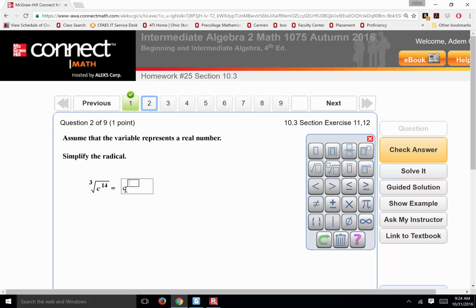Okay, C to the 4th. How do you make a 3rd index, cube root? This is how you make it. You use this nth root symbol, okay? And C with a square inside.